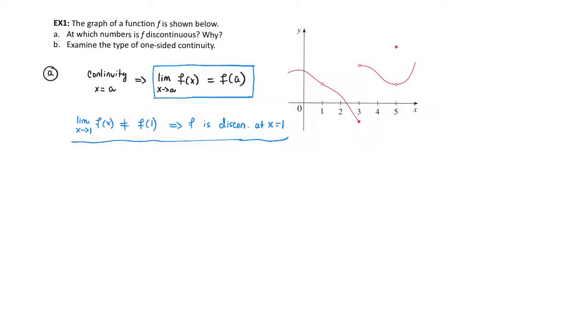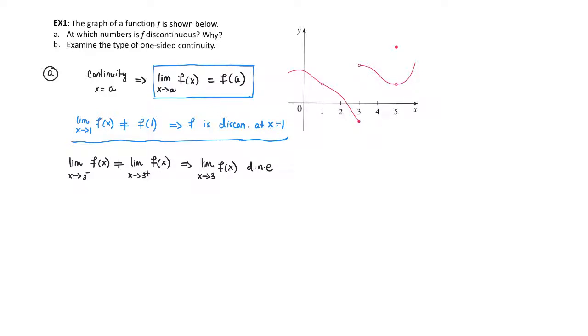They are unequal. So I will say that the limit as x approaches 3 from the left of f of x does not equal the limit as x approaches 3 from the right of f of x. And what does that mean? That actually means that the double-sided limit does not exist.